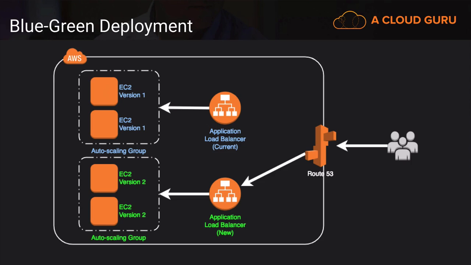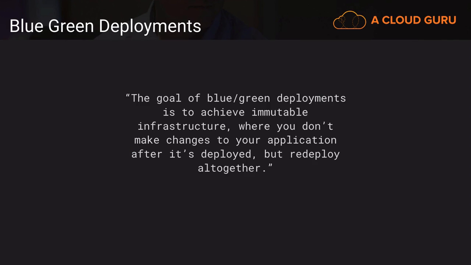Now, the real benefit of a blue-green deployment is that you shouldn't have to make changes to your application after it's deployed. You should just switch it to another version. And you can do that indefinitely, switching back and forth every time you revise your application. What that allows is a very easy rollback if you happen to see there's problems when you release your application.